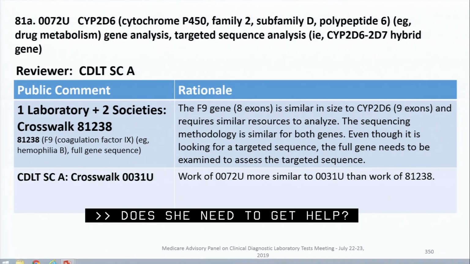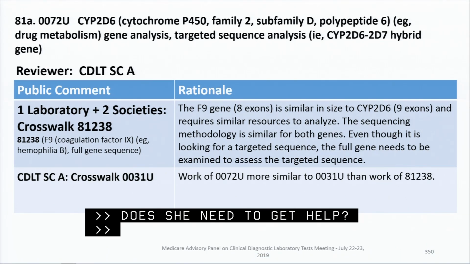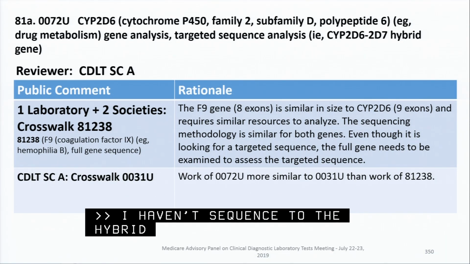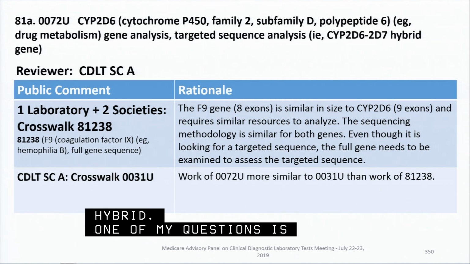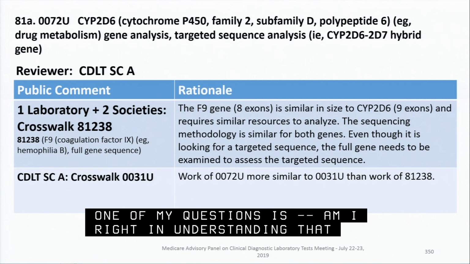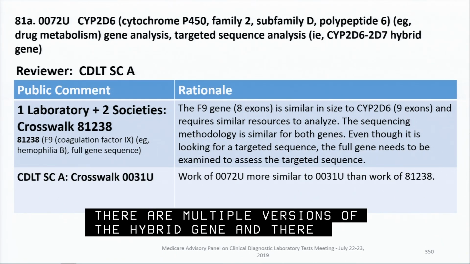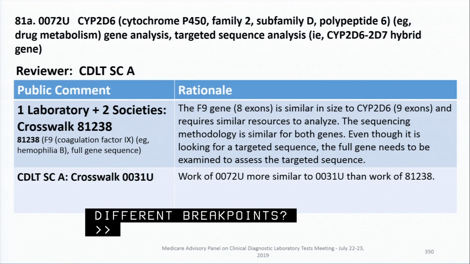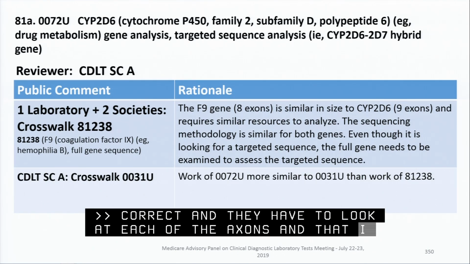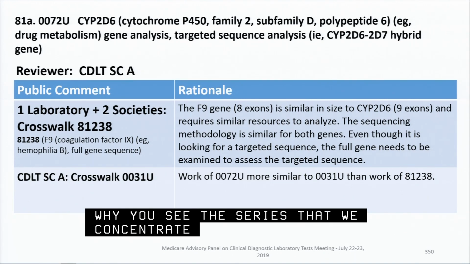So I haven't sequenced the hybrid. I guess one of my questions is, am I right in understanding that there are multiple versions of the hybrid gene and that there can be different breakpoints? Correct. In different exons? Correct, and so they need to look at each of the flanking exons, and that's why you'll see with the series that we concentrate on the CYP2D6, 2D7 hybrid, and then we've got other variations as we go through.